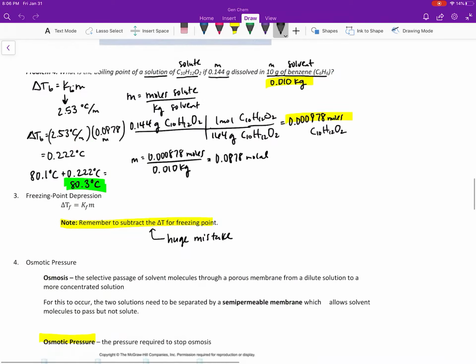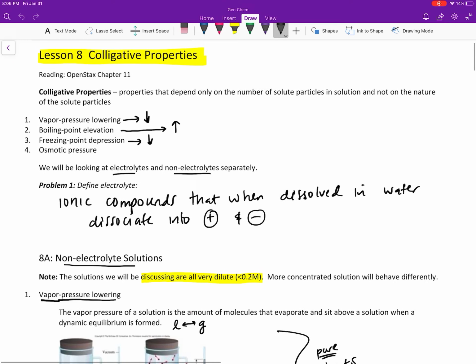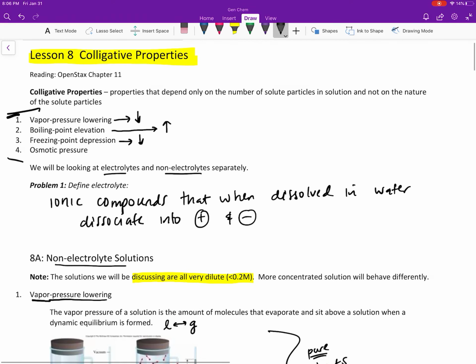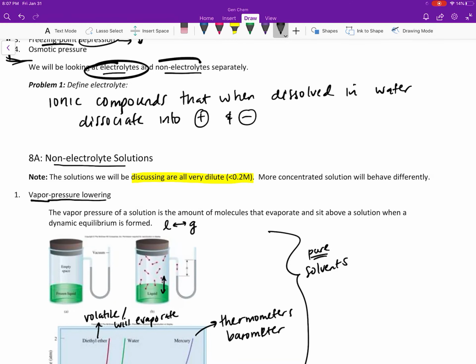All right, then the final lesson was colligative properties. This was a big one because there was a lot of new stuff. These are the 4 colligative properties. I recommend you memorize vapor pressure lowering, boiling point elevation, freezing point depression, as 3 words each time. Don't just try to remember vapor, boiling, and freezing. These words at the end are just as important as the colligative property itself. Then we looked at things as electrolytes and non-electrolytes separately. So these are ionics versus covalents.